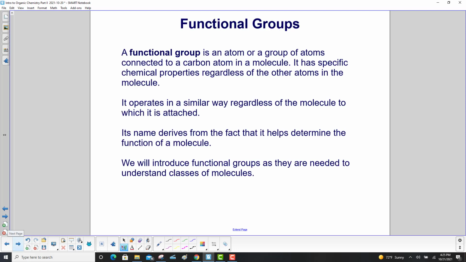Alkanols. A functional group is an atom or a group of atoms connected to a carbon atom in a molecule. It has specific chemical properties regardless of the other atoms in the molecule. It operates in a similar way regardless of the molecule to which it is attached. The name derives from the fact that it helps determine the function of a molecule, right? Functional groups. We will introduce functional groups as they are needed to understand different classes of molecules.